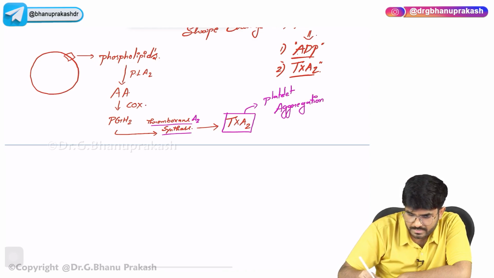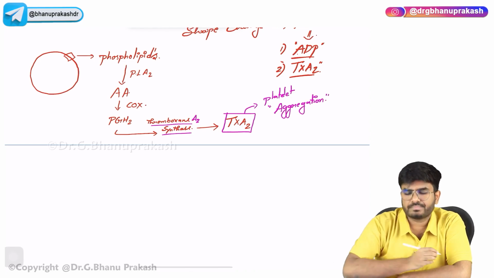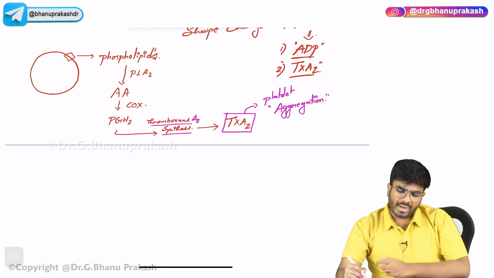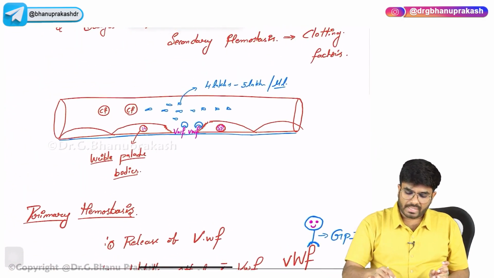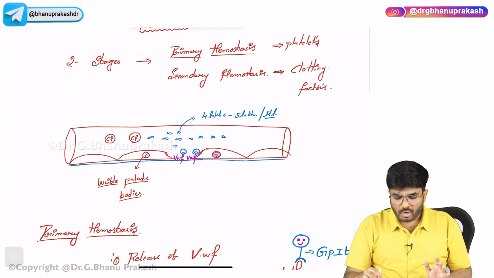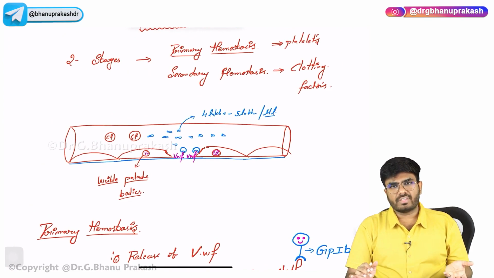Okay, it helps in what? It helps in platelet aggregation, right? So what exactly is platelet aggregation? Now I have already explained adhesion, you know it. It's the release of the von Willebrand factor. Von Willebrand factor is going to bind with the platelets.